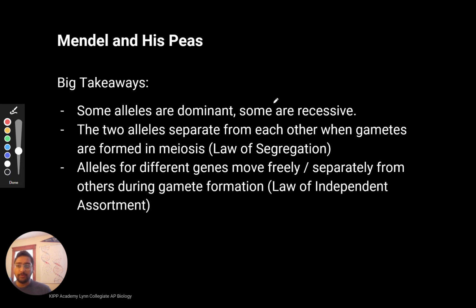And so when we do meiosis, we'll talk about that a little bit later, but the traits independently assort. So you get one capital P, one lowercase p. These are independently segregated from each other from maybe a parent that looks like that. The third is that alleles for different genes move freely and separately from others during gamete formation, which means the same thing that we talked about. These alleles become separated from their parents. And so that's an important thing to remember as we talk about Mendel and his laws.